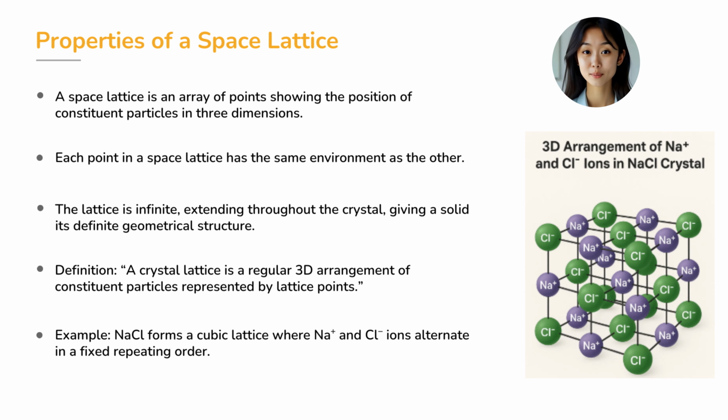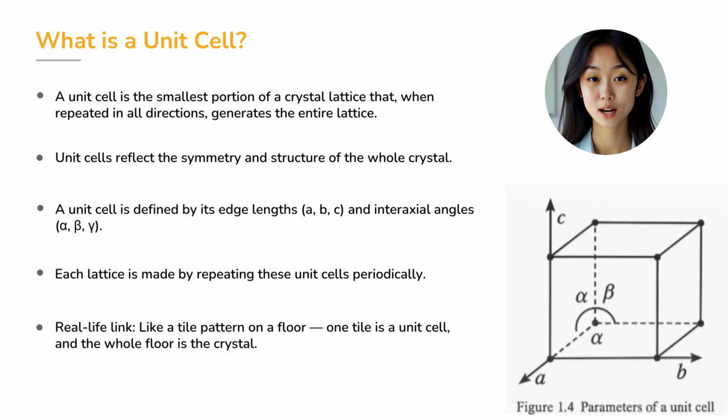A unit cell is the tiniest portion of the lattice that, when repeated again and again in all 3 directions, generates the entire crystal. It is characterized by 3 edge lengths, denoted as a, b, and c, and 3 interaxial angles, alpha, beta, and gamma. The entire beauty and complexity of a crystal can be reduced to this small unit.